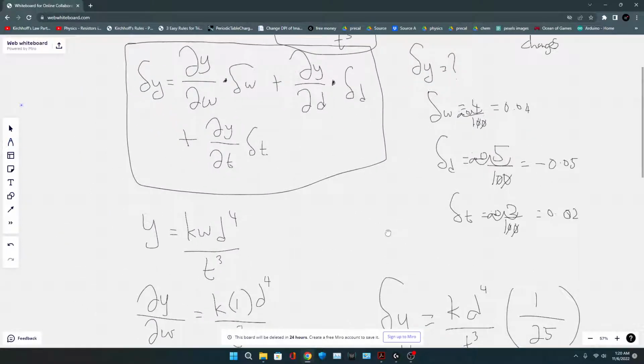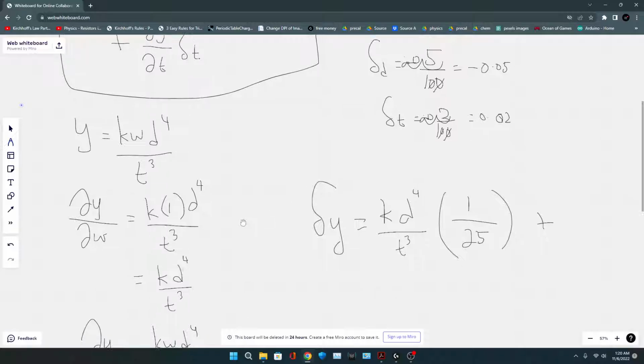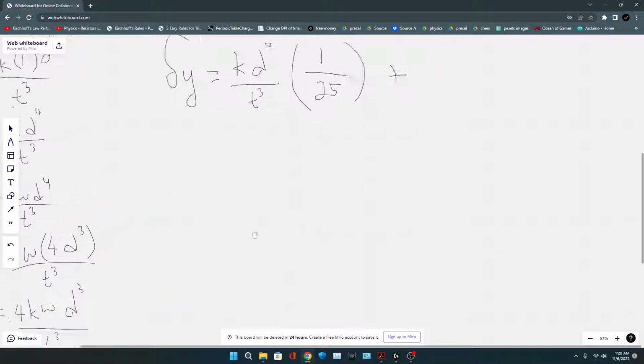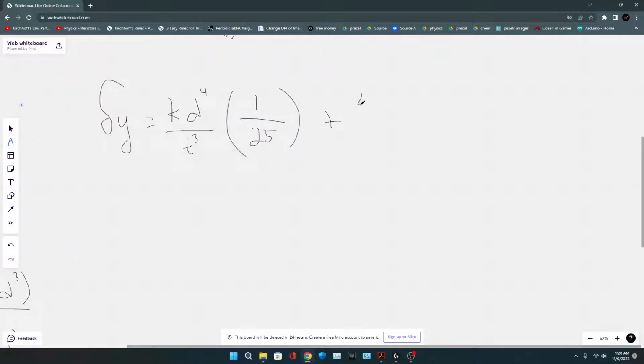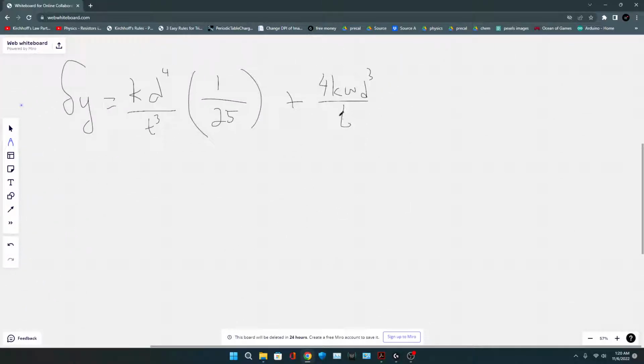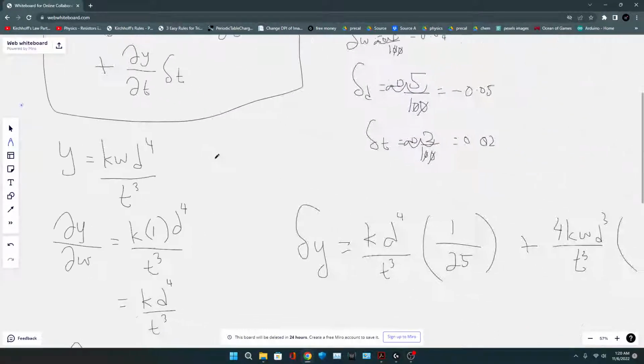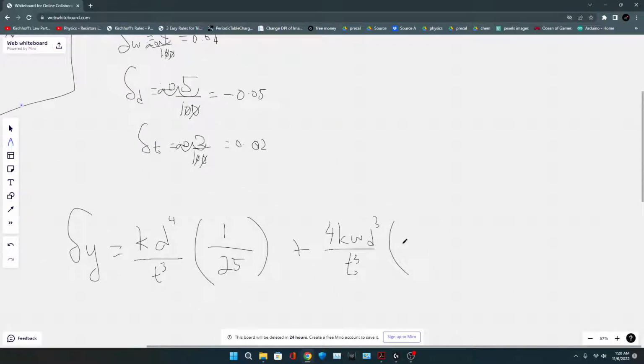Then following the formula, plus delta Y over delta D. Delta Y over delta D is, looking back, copy it: 4KWD cubed over T cubed, and then we multiply with delta D. It is negative, so put the negative first. The 0.05, if we convert to a fraction on the calculator, becomes 1 over 20.